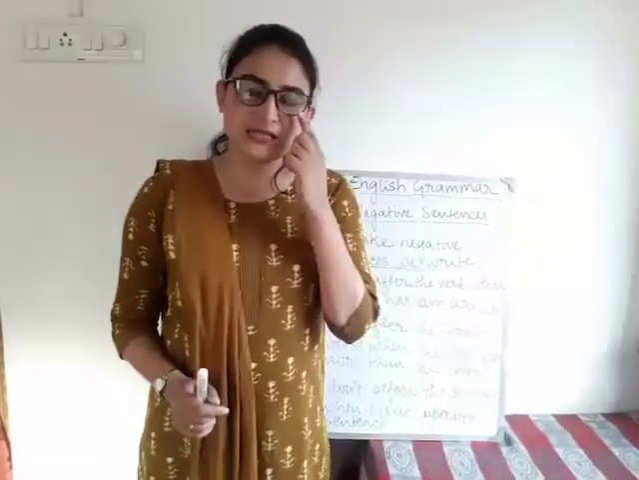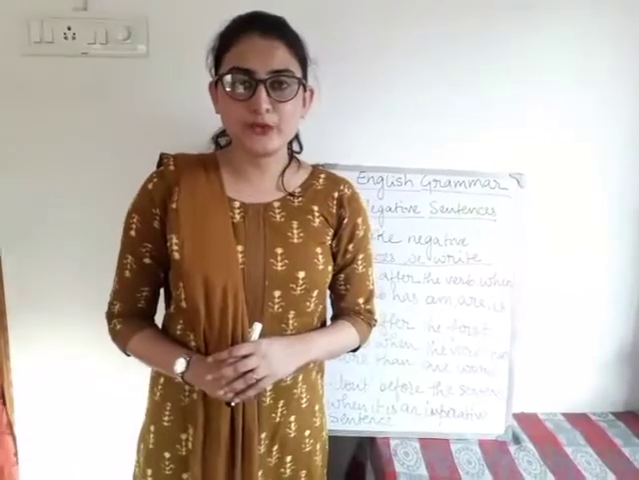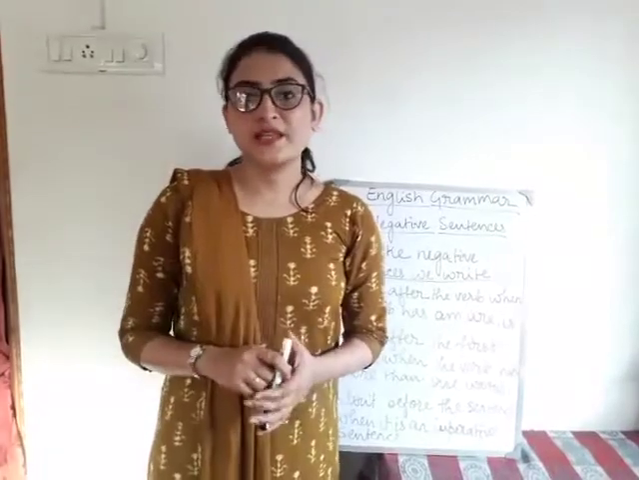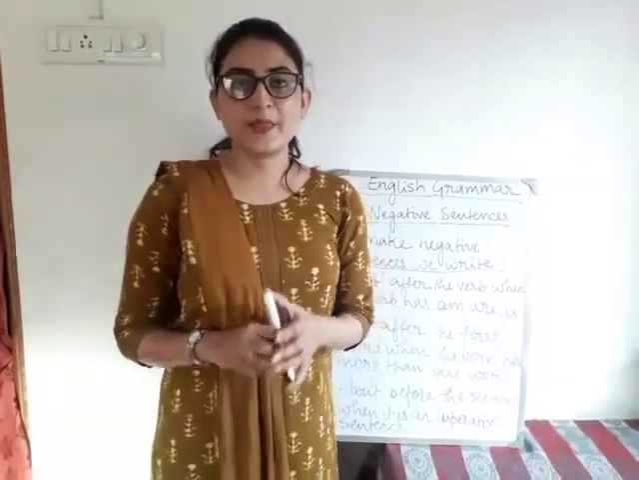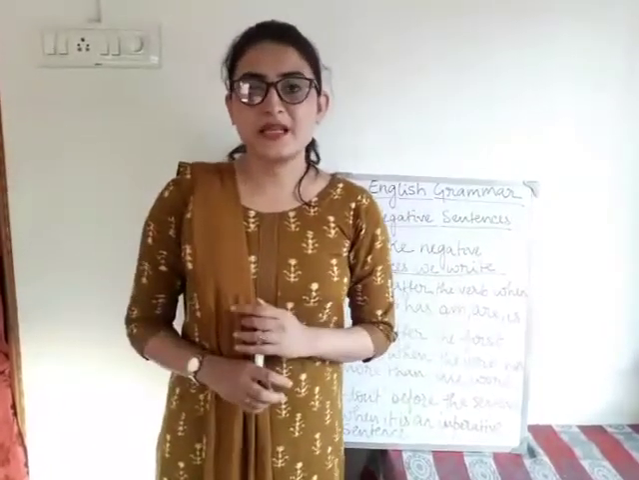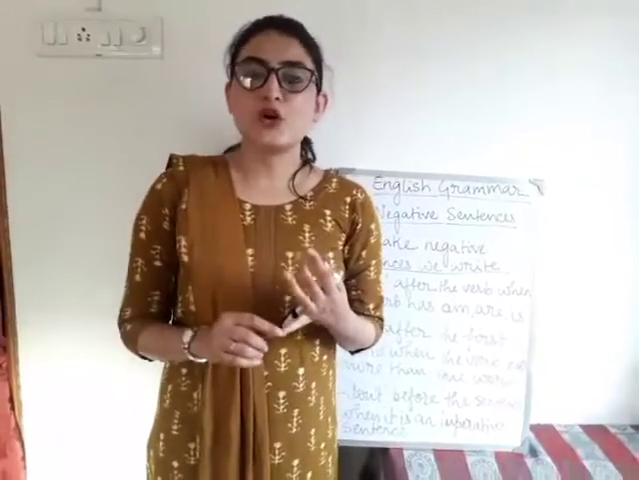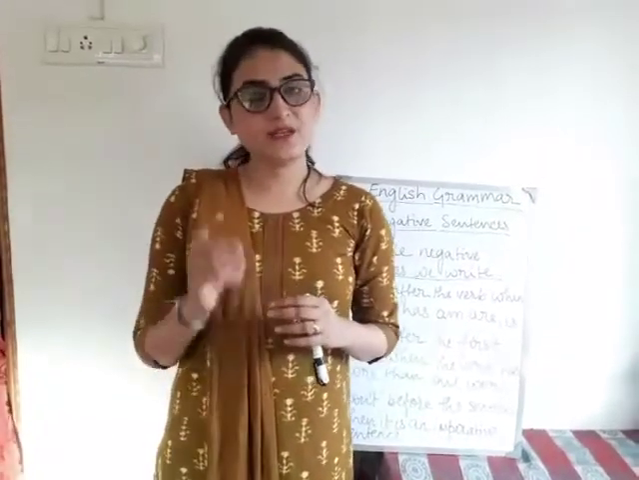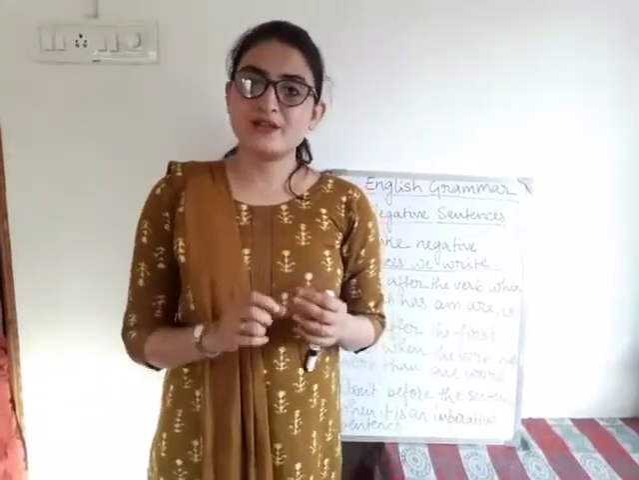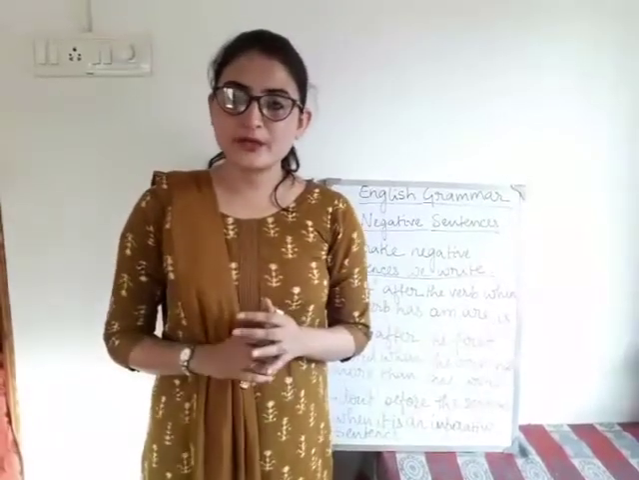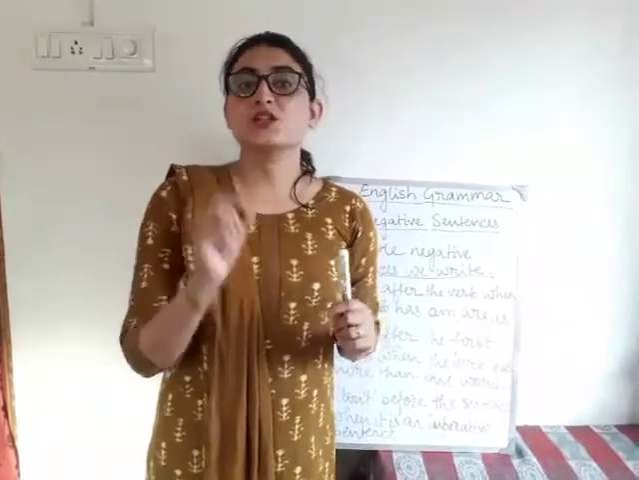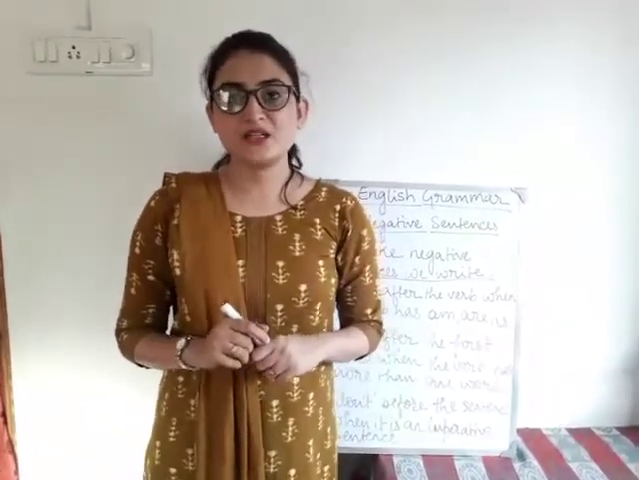Now if a sentence is an imperative sentence, what do we do? To make it a negative sentence, we add don't in the beginning of the sentence. So what are the rules of changing a sentence into a negative one? First, we add not just after the helping verb if the sentence has only one verb. Secondly, if the sentence has two verbs, we write the word not after the first verb. And if a sentence is an imperative sentence, then we write the word don't in the beginning of the sentence.